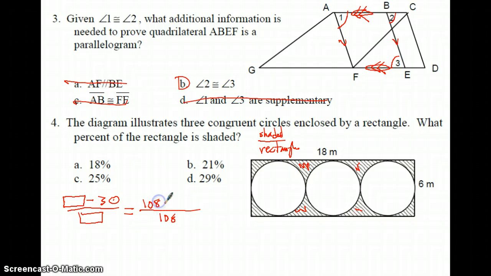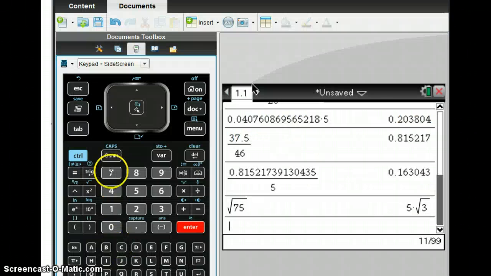And the 3 circles are each, well, if this is 6, then this must be 3. 3 times 3 would be 9, pi, which is 27 pi. So in your calculator, you go, I'm just going to start using this now, 108 minus 27 pi.